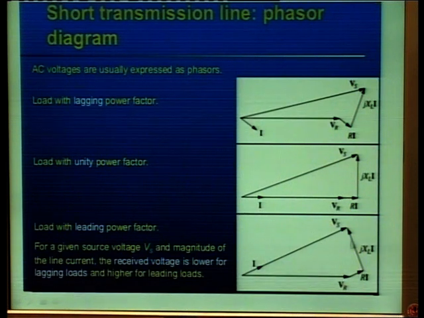So in all the three cases, Vs has the lesser value of voltage in case of the leading power factor case. For a given source voltage Vs and the magnitude of the line current, the receiving end voltage is lower for the lagging loads and higher for the leading loads. Or we can say Vs is lesser in case of leading loads and VR is more in case of leading loads.